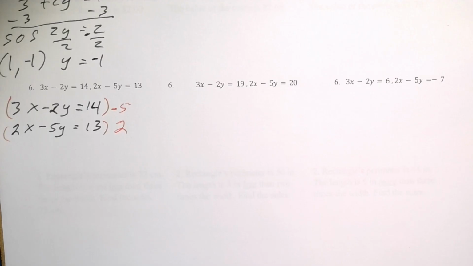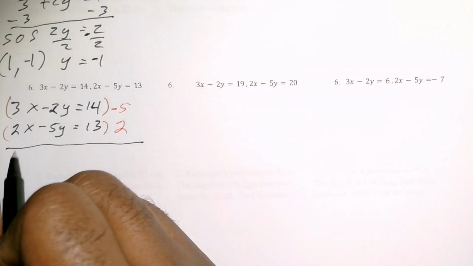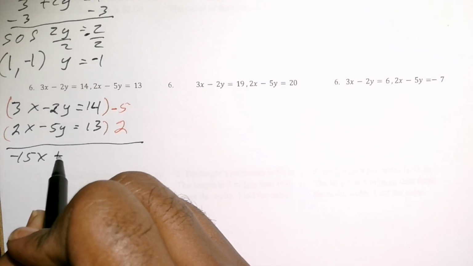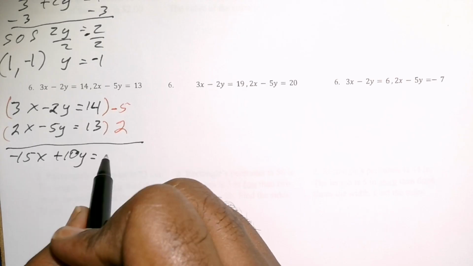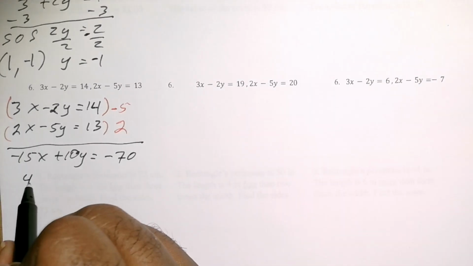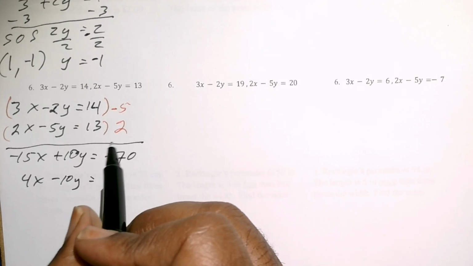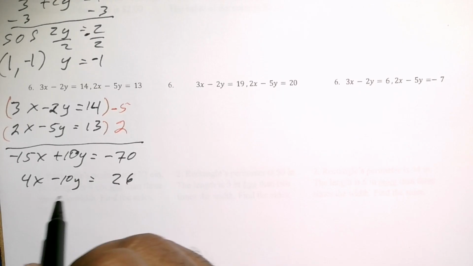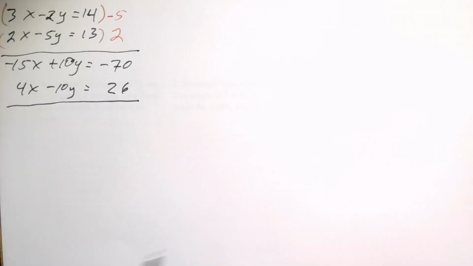So let's make these changes. Negative 5 times 3x is negative 15x. Negative 5 times the negative 2y, that's my positive 10y. And negative 5 times 14 is negative 70. Okay. 2 times 2x is 4x, 2 times negative 5y is negative 10y, and 2 times 13 is going to be 26. And you see the additive inverses right there. Okay. All right, let's keep it going.